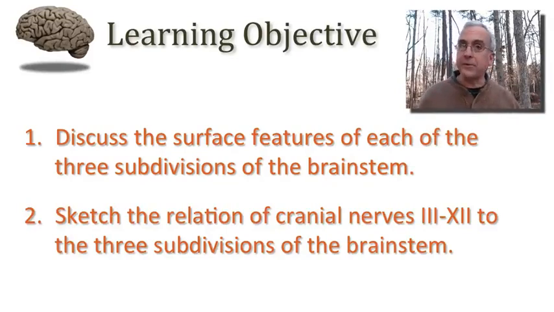And as you become more and more familiar with both the brainstem and the cranial nerves, I really want you to accomplish this learning objective. I want you to be able to sketch the relationships of the cranial nerves, specifically nerves 3 through 12, to the three subdivisions of the brainstem.